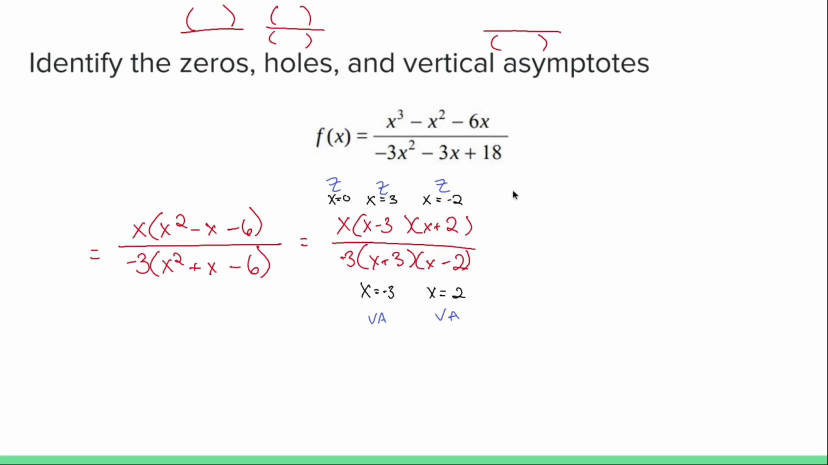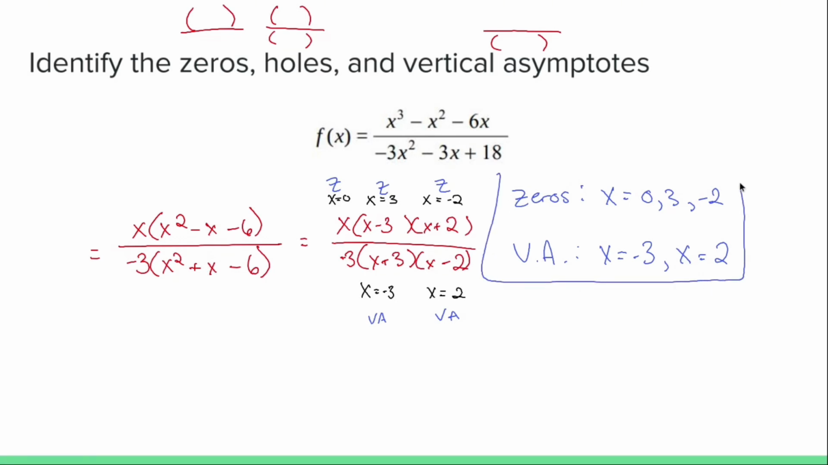So I have 3 zeros, and those are x equals 0, 3, and negative 2. I have 2 vertical asymptotes, and those are the equations x equals negative 3 and x equals 2. I have no holes. So this right here is going to be my answer.